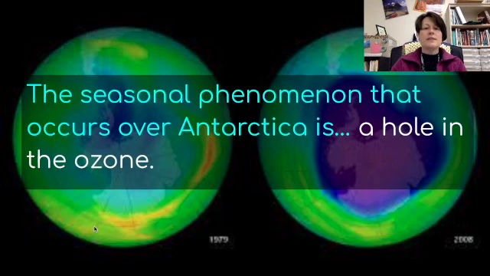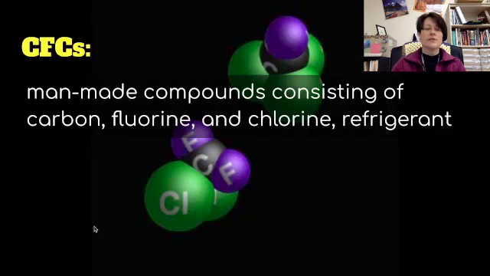Now, there is the seasonal phenomenon that occurs over Antarctica, and it is that there is a hole in the ozone, and it does happen seasonally. We can watch it happen through the seasons. It gets larger and smaller depending upon the season, but it has also fluctuated somewhat over a number of years since it's been observed, so that's a concern.